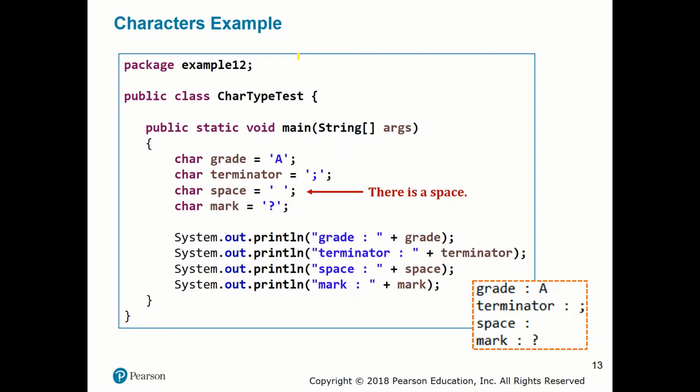Let's see an example of character. I created 4 char variables in this code. A char variable grade stores capital letter A, and terminator stores semicolon, space stores space, and mark stores question mark. And then each character is printed out using System.out.println. There's nothing particularly difficult here. You can create and store a char variable like this. So the final result of this print out is like this. Since space does not have any character, there's nothing here.